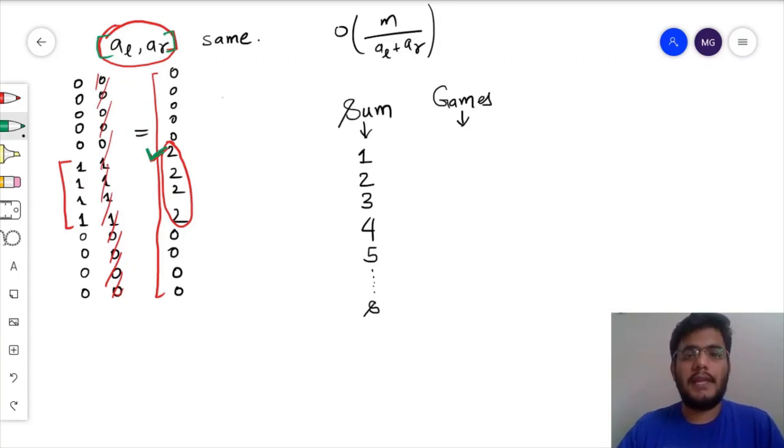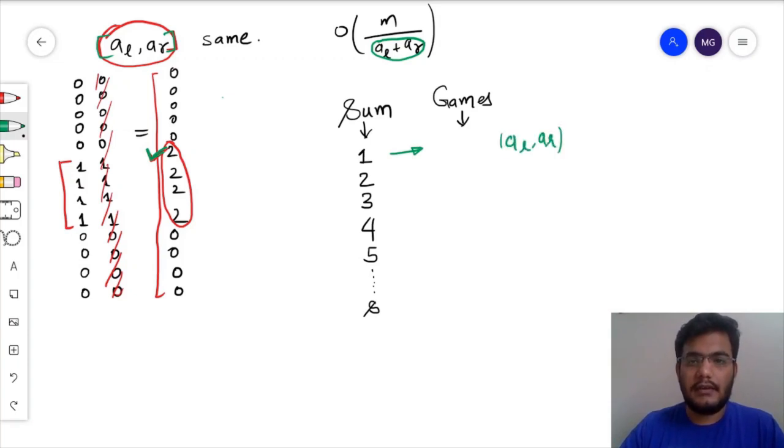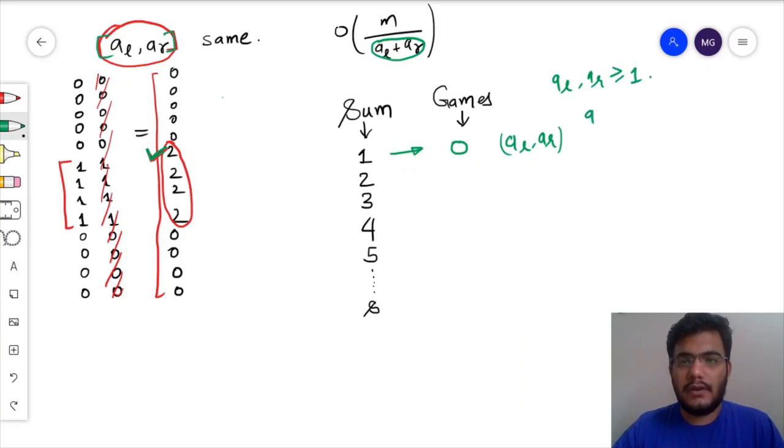Now let's see how many distinct games are possible with a minimum sum, because this computation depends on the sum. If the sum is minimum, then this term is maximum, and this will be the worst case. So we want the sum to be as minimum as possible. If the sum is 1, then the number of games with distinct values of AL and AR is 0, because we also need to ensure that AL and AR are greater than or equal to 1, and AR should be greater than or equal to AL. So 0 games are possible with the sum being 1.